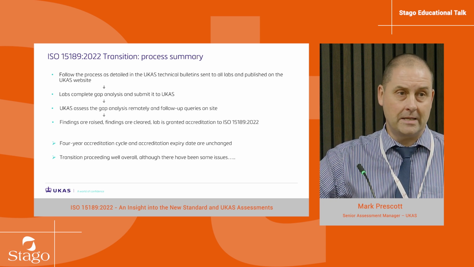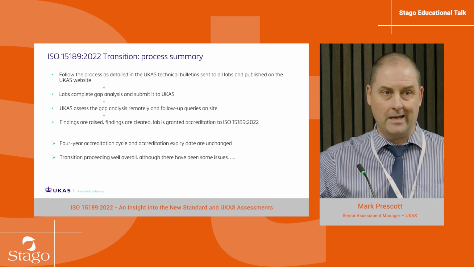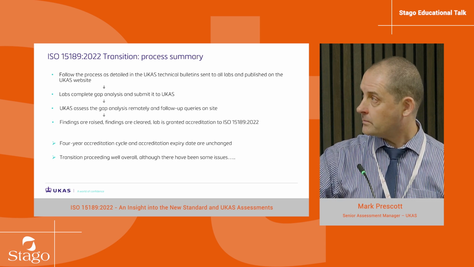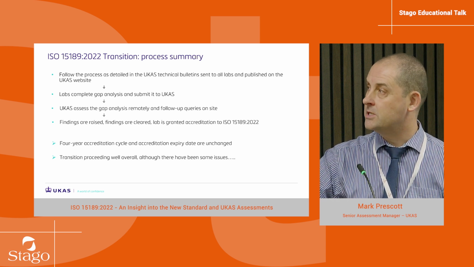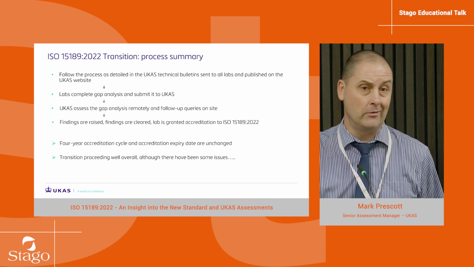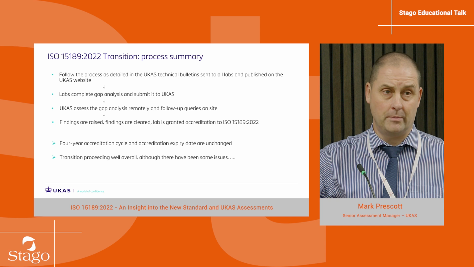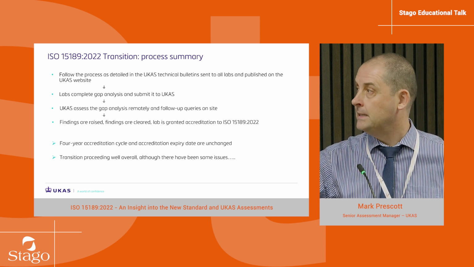Findings will be raised against the transition. Those of you who have had your assessments will see that you get two sets of findings, one for your surveillance assessment and one for the transition. Once all those are cleared, then in theory you get your grant to 2022. A couple of things to bear in mind: wherever you are in the accreditation cycle, that will not change. So if you had your first surveillance or second surveillance, you will still be at the next assessment in the cycle. You're not resetting to surveillance 1 again.